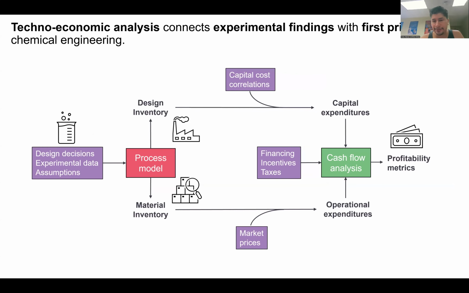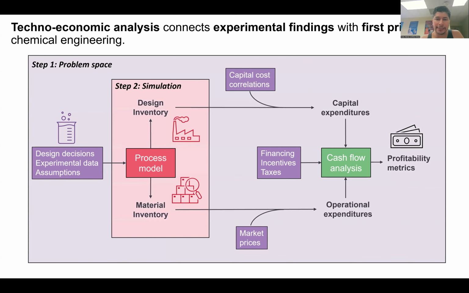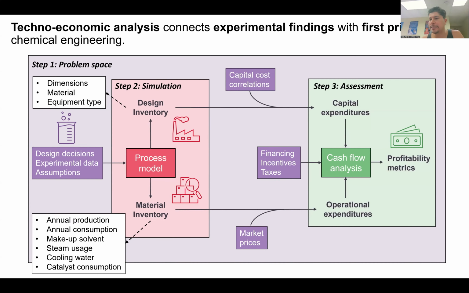Now, in terms of techno-economic analysis, it follows the same methodology, right? First thing we need to do is define our problem space. This includes design decisions, experimental data assumptions, financing, taxes, incentives. All this can be plugged into BioSTEAM. Market prices, capital cost correlations. Then we focus on the simulation, which provides our design inventory and material inventory. It includes many different items. And lastly comes the assessment, where we perform the cash flow analysis to evaluate things like the minimum selling price or internal rate of return.